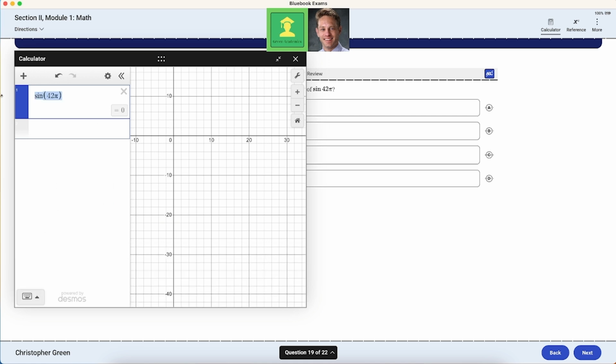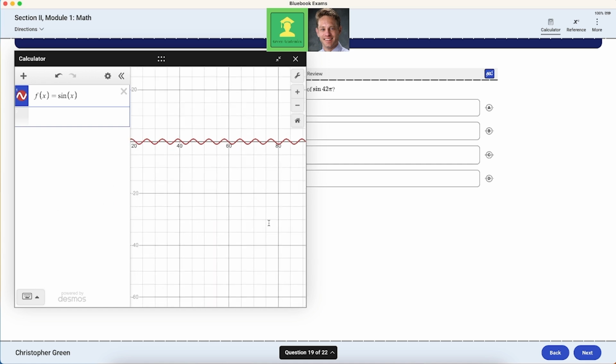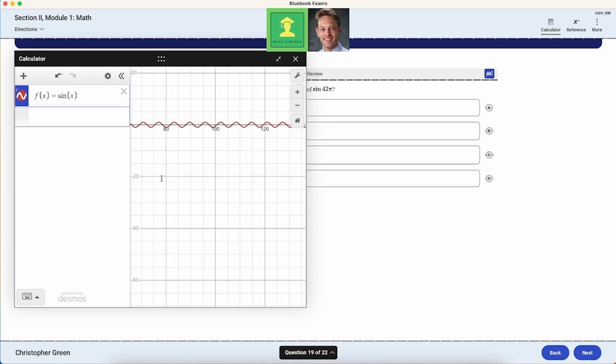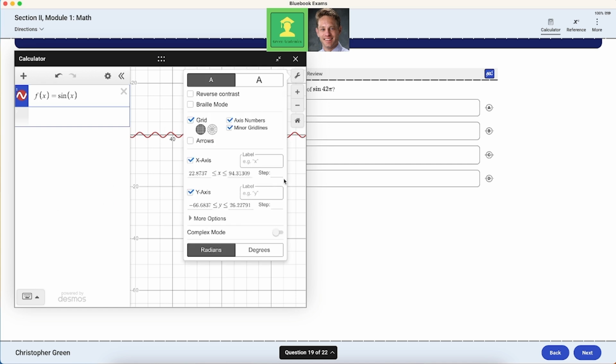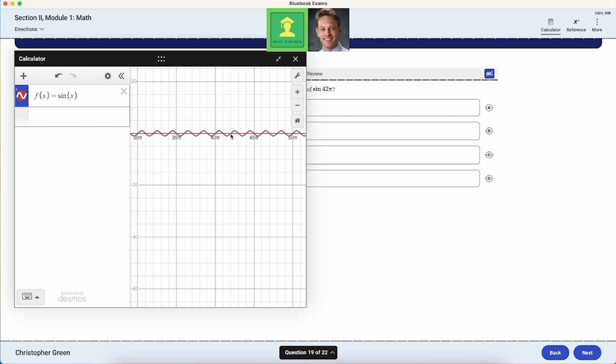Let me graph f of x equals sine of x. And then if you wanted to, you could actually go rightward all the way to 42 pi, which means I should adjust the tick marks. Yes, I can go all the way to 41 pi, and 42 pi gives you 0.